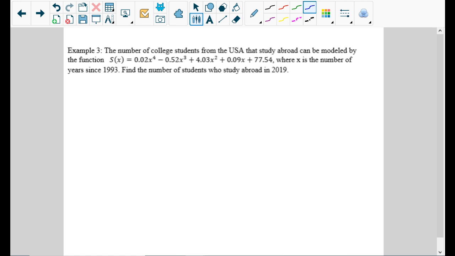So example 3 says the number of college students from the USA who study abroad is modeled by a function. So they give us this function here. X is the number of years since 1993. Find the number of students who study abroad in 2019. So how many years is 2019 from 1993? If you're not sure, you can always subtract them.